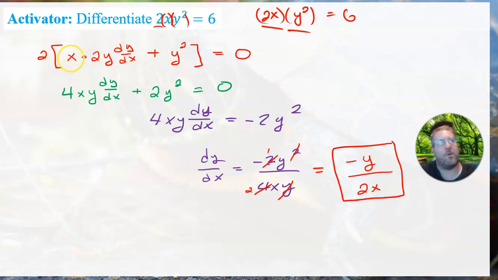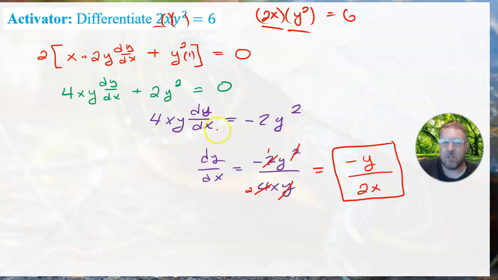Just using product rule, first times derivative of the second, plus the second times derivative of the first. Derivative of 2 would be 1. I don't usually put the 1, but it'd be times 1 right there. Derivative of any constant will be equal to 0. That's where that came from. And then I just multiplied everything by 2. Like I said, that'll give you the exact same answer as if you did it with the 2x to begin with. All right, then it's just a matter of getting dy dx by itself, if you remember doing that.